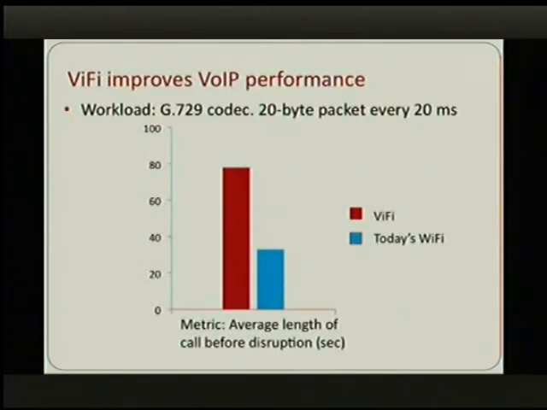This is for Wi-Fi, the VoIP performance using Wi-Fi in the Redmond testbed. And we used a G.729 codec, which means it translates the VoIP voice into 20 byte packets at a 20 millisecond interval. And our metric was the average length of a call before a disruption. So how long can I continue talking without being disrupted? We compared Wi-Fi with today's protocol, and we find that Wi-Fi actually doubles the length of a call before a disruption.